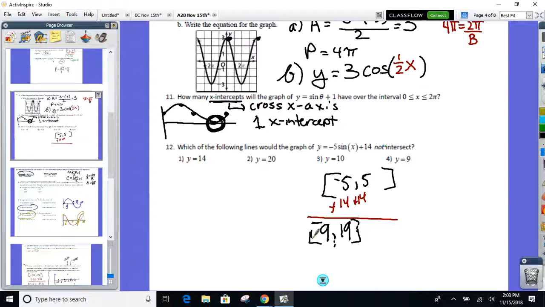Okay, ready? 14, will it go through? Yep, because the graph goes from 9 to 19. 20, will it go through 20? Nope, because 20 will be above the 19, the highest point.